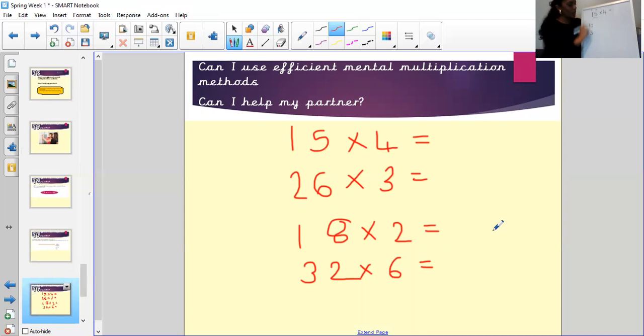I'm going to do 1 10, so 10 times 4, and I know that 10 times 4, when I go to my 10 times tables, is 40. And then I'm going to do 5 times 4, because remember, we're timesing everything by 4. So 5 times 4 equals 20. So now when I add it together, I know 0 plus 0 is 0, and 4 plus 2 is 6. So my answer is 60. 15 times 4 equals 60.